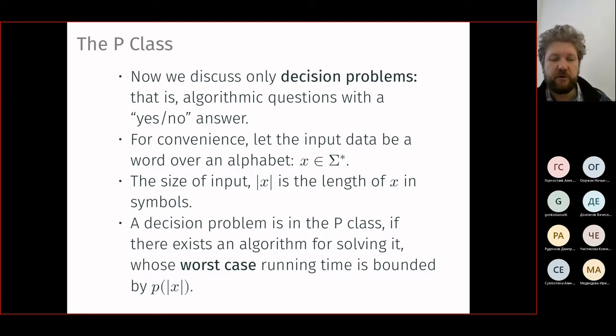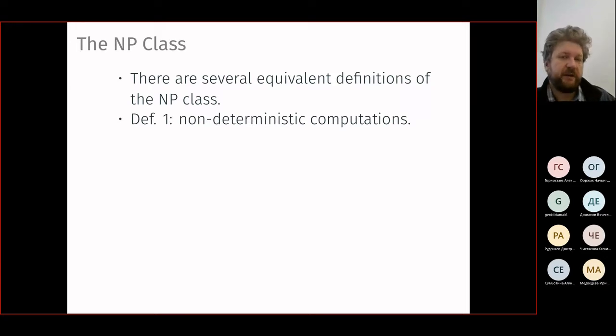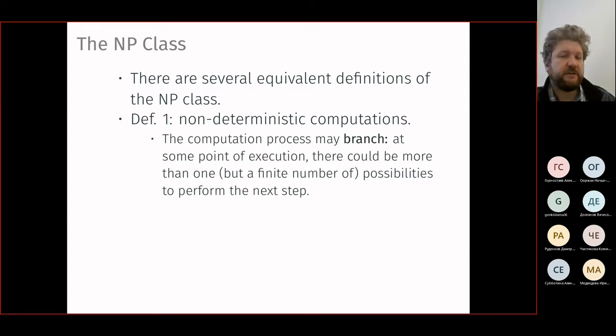And the NP class is something more complicated. There are several equivalent definitions of the NP. NP stands for non-deterministic polynomial, not say not polynomial, because there are many problems that are even harder than NP. But of several equivalent definitions, we'll take, I think, two of them. Definition number one is non-deterministic computations. So here the computation process may branch. At some point of execution, there could be more than one possibility to perform the next step. A finite number of possibilities; you can say that always two possibilities, because otherwise you just make several points of branching.